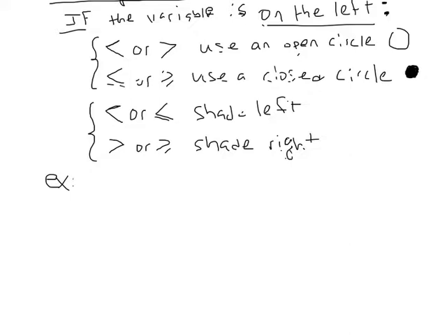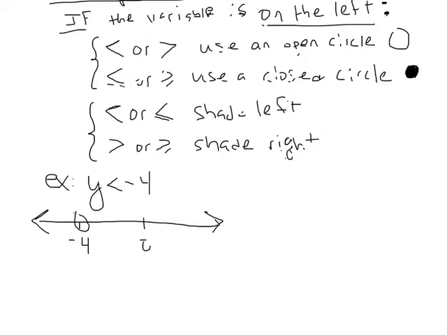So, for example, if we end up with y is less than -4, and we want to graph that solution on a number line, here's 0, here's -4. So we're first going to determine if we want an open circle or a closed circle. Since it's a less than with no equal to underneath, we're going to put an open circle at -4. And since it is less than, we are going to shade to the left, like so. So everything less than -4 will be a solution.